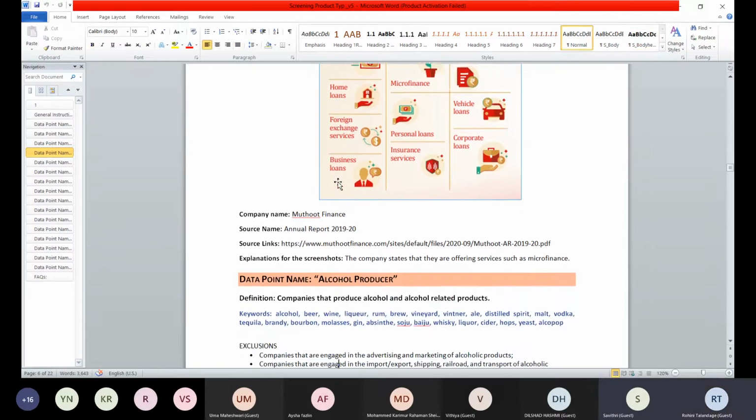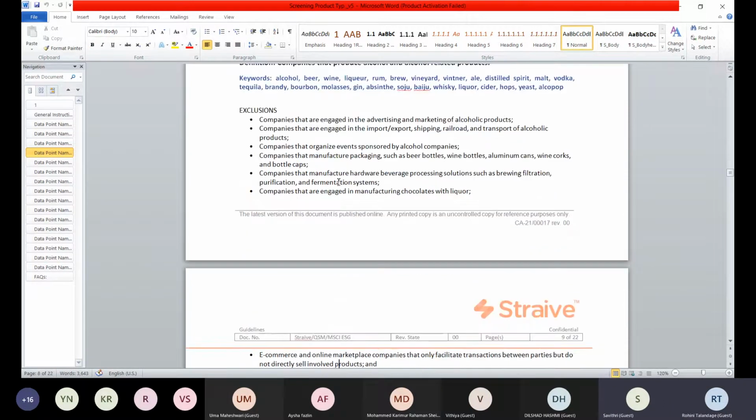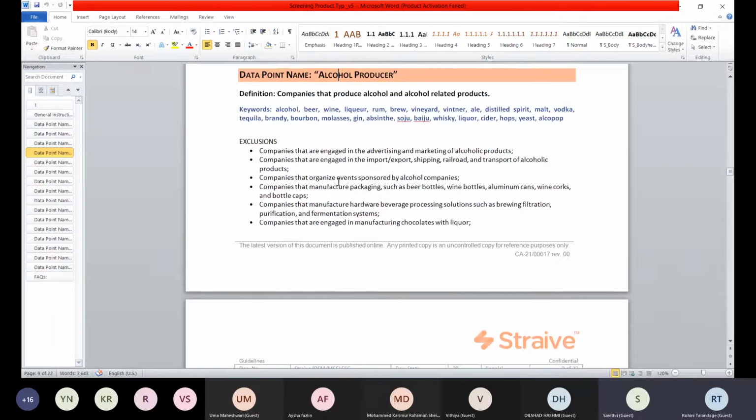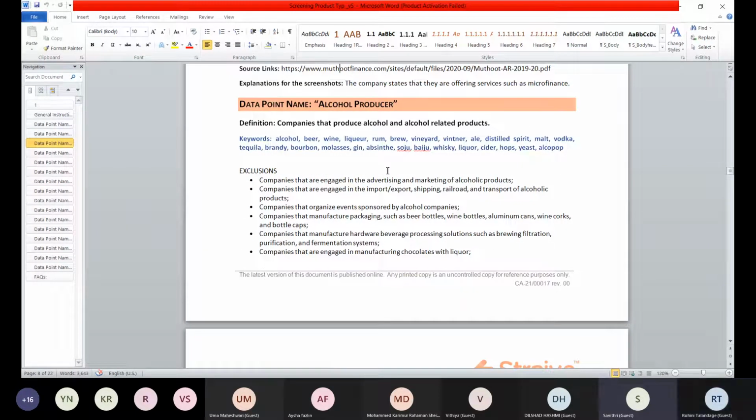So our next data point is alcohol producer. If any company produces alcohol or alcohol related products like wine, liquor, rum, brew, we have to check whether that company is producing. It should not be that they are selling. It should be specifically saying they are producing the alcohol products. In this case we can mark yes.